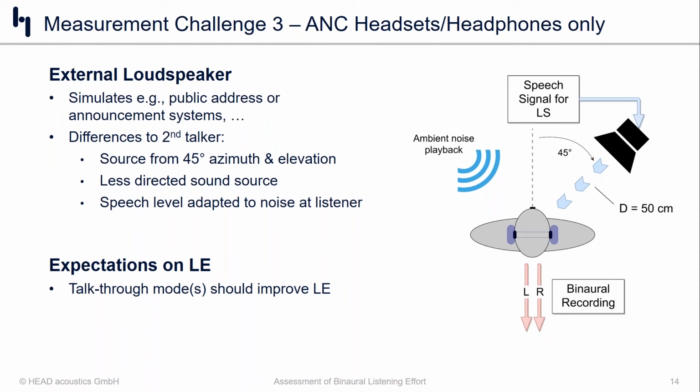Now, the third measurement challenge is going to be very similar to the second one. The only real difference here is we're replacing the secondary talker with a loudspeaker. And we're simulating now this public service announcement, public address system, where the speech is going to be a lot more diffuse. But otherwise, our expectations are the same for the headset. That talk-through mode is going to allow us to pick up the public address system speech as best as possible while still allowing us some isolation from the ambient background noise. That's our hope and that's our expectation.